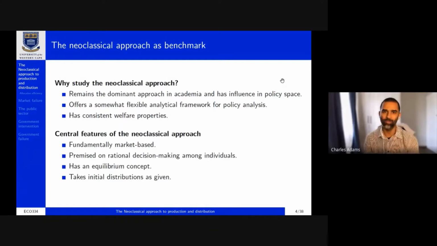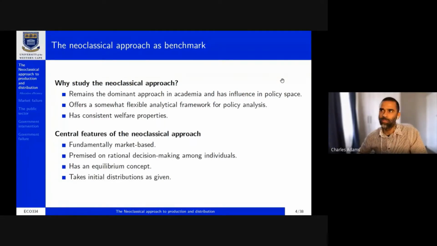Okay, so why do we study the neoclassical approach? It remains the dominant approach in academia. In your micro course, you learn the neoclassical approach. What underlies modern macro is neoclassical economics. And neoclassical economics is just the extension of what we call classical economics. So the classical economists were people like Adam Smith, David Ricardo, etc. And around the late 19th century, we had people like Jevons, Walras, and also Marshall.